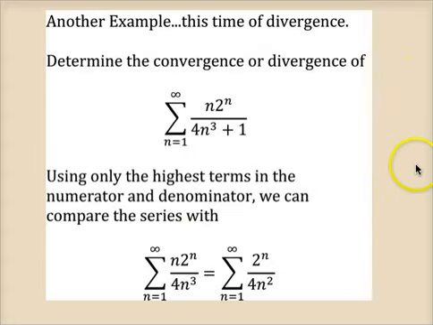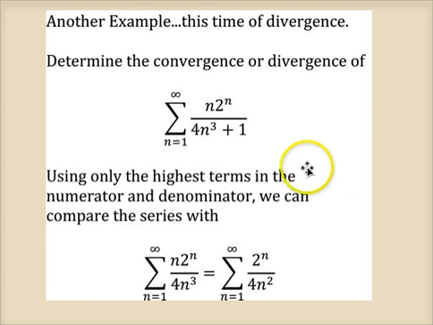Okay, so let's look at another example. This one will prove divergence of a series. So we're going to start with this one right here. The summation of n equal 1 to infinity of n times 2 to the n all over 4n cubed plus 1. So we have to come up with a new series, the b sub n series.